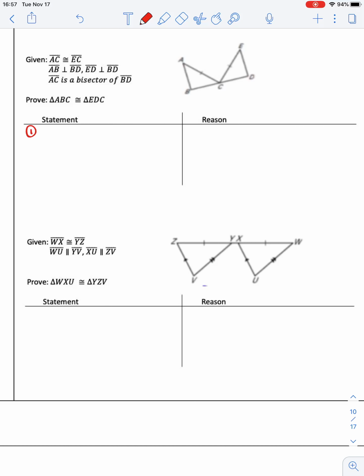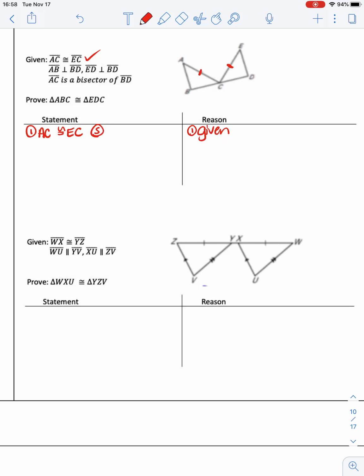All right, so let's look at what we've got. AC is congruent to EC. I'm going to write that down first. AC is congruent to EC. That was given, so I'm going to mark that. It was already marked in the picture for me. Okay, then that's a side. So I know that I have a side congruent to a side.